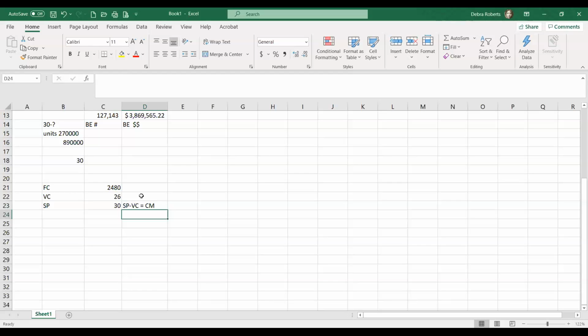Let's fill in the gap. The first is the sales price, and I think it's $30. And our variable cost is $26. Oh, sheesh, I gotta make it a formula. Okay, so it's $4. So we've got all we need. So I'm going to take this number, divide by this number to get my answer.